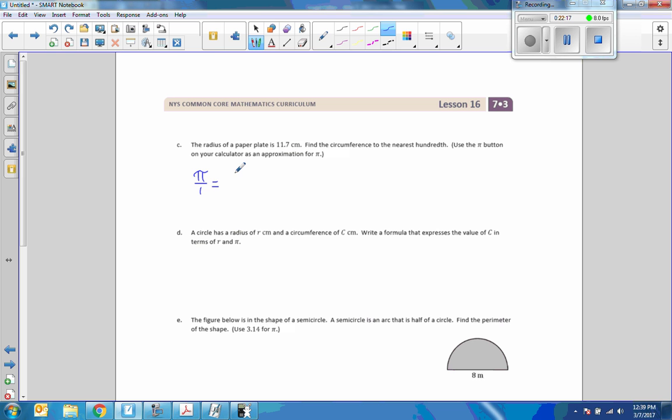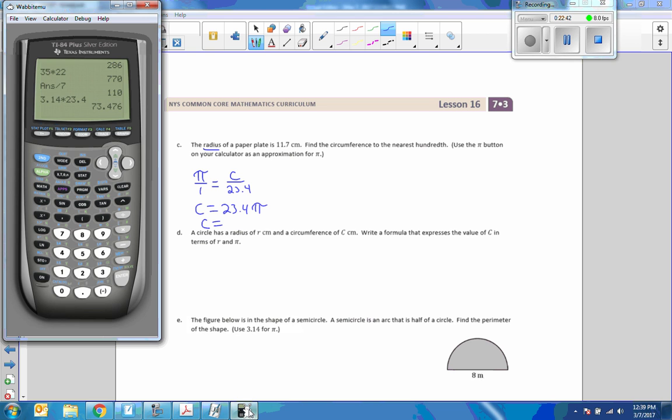circumference over diameter. And the radius is 11.7, so the diameter is 23.4. Cross multiply, C times 1 is C, equals 23.4 times pi. So we just write it like a variable, 23.4 pi, and C equals. Now it said to use the button on your calculator. If you just have a regular 4-function calculator, you will not be able to do pi.